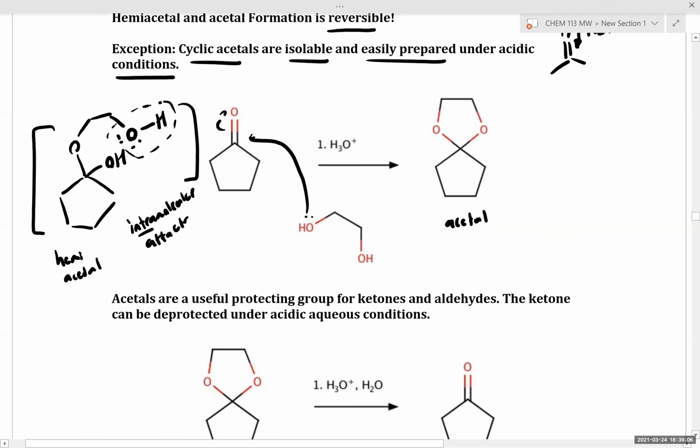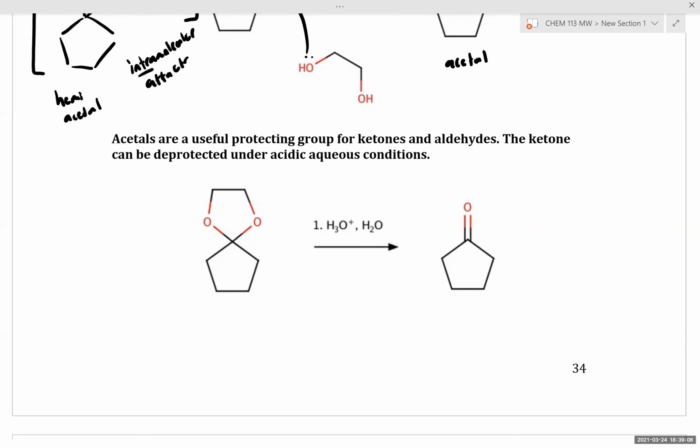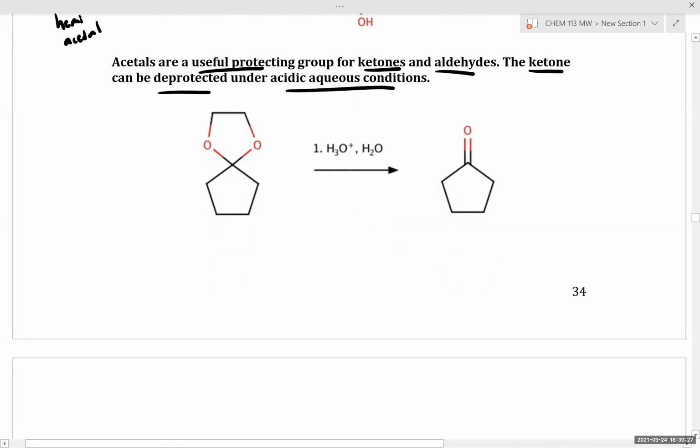Now, where is this useful? Well, acetals are a useful protecting group for ketones and aldehydes, and the ketone or aldehyde can be deprotected under aqueous acidic conditions. So this is another case where we learned of a new protecting group, this time a useful protecting group to mask a carbonyl.